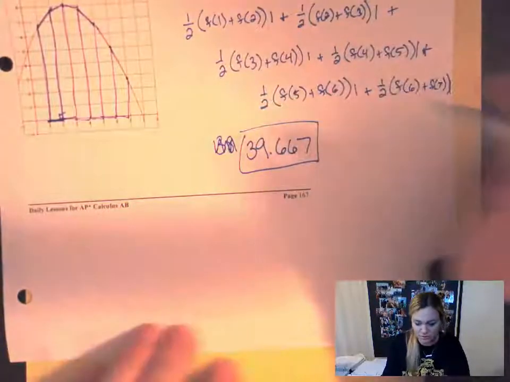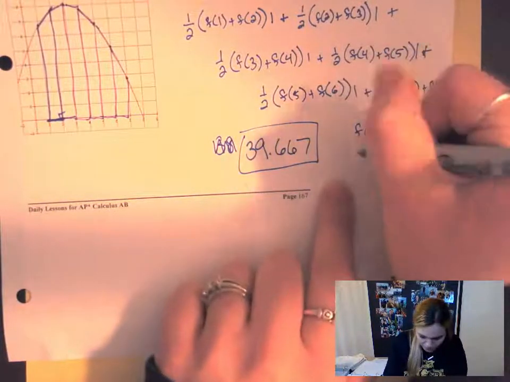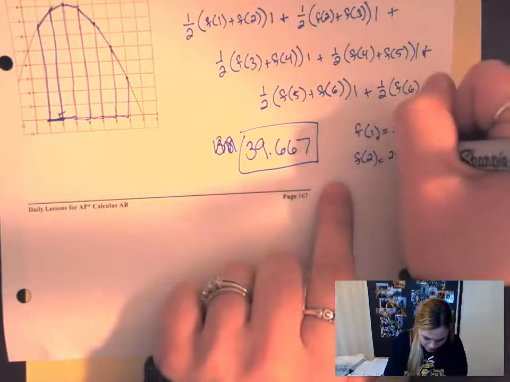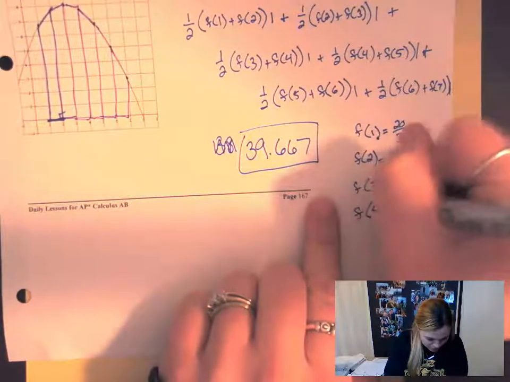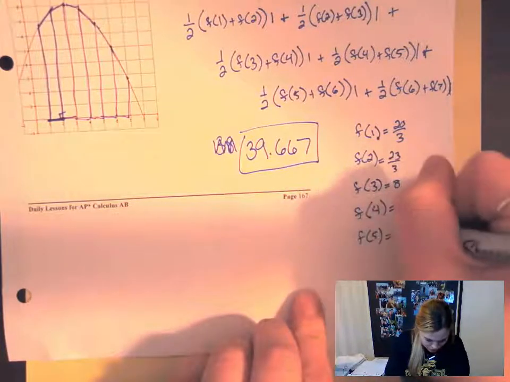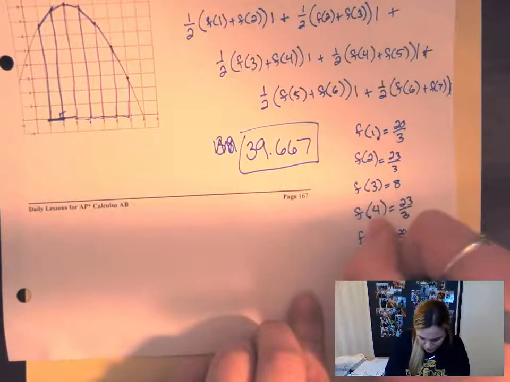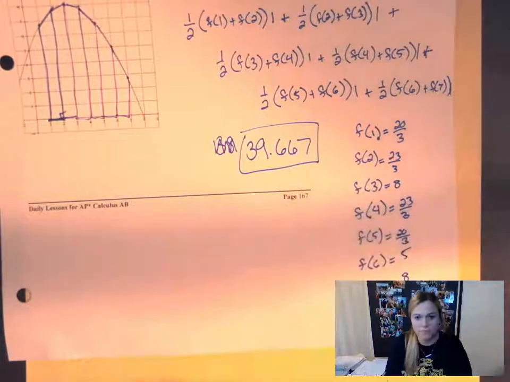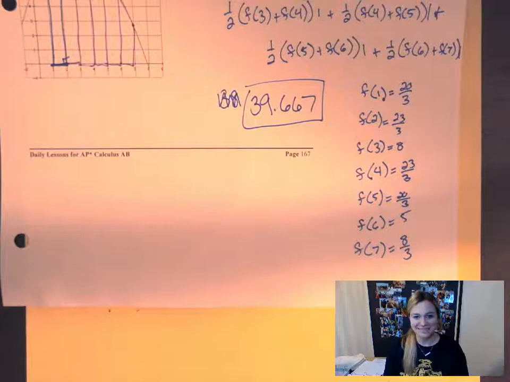If you want to know all these other values, you do not have to write all these, but just in case you want to know them, so you can check in case you did any of this on your own. That's it. Okay, so lots of rectangles, lots of trapezoids.